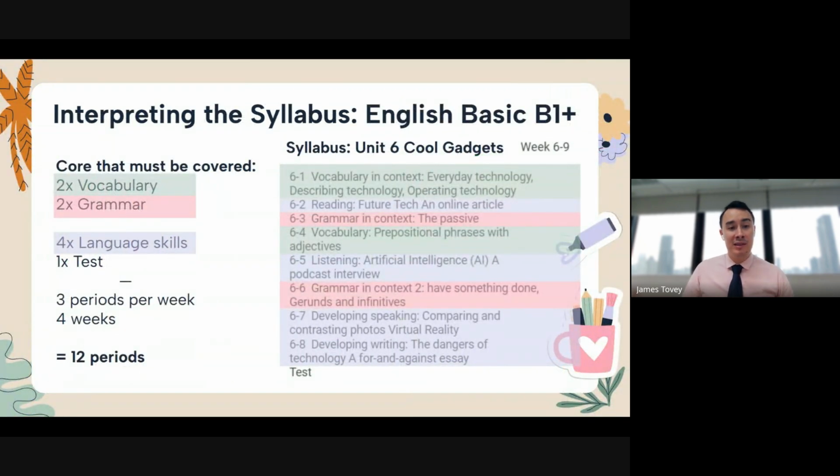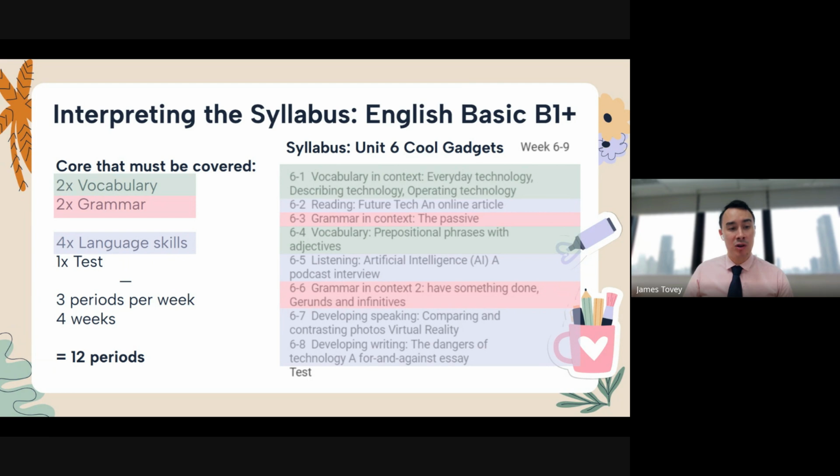And we're going to use this one as an example, English Basic B1+, which is our Unit 6. We're going to look at Unit 6 for cool gadgets. All right, and this is supposed to be completed between week 6 and 9. So that's actually something that's coming up for these teachers who are dealing with this one.